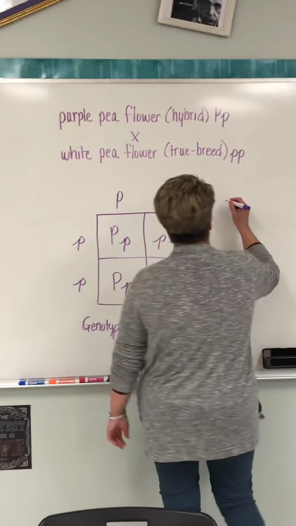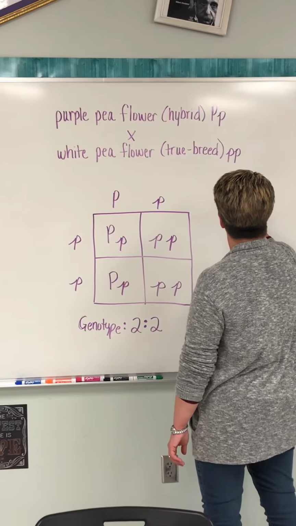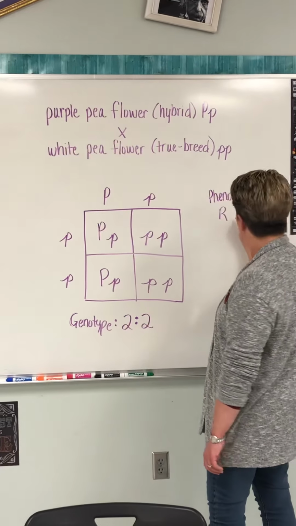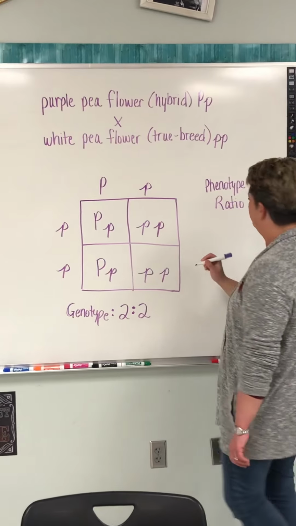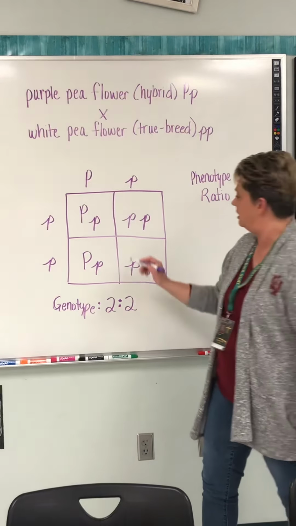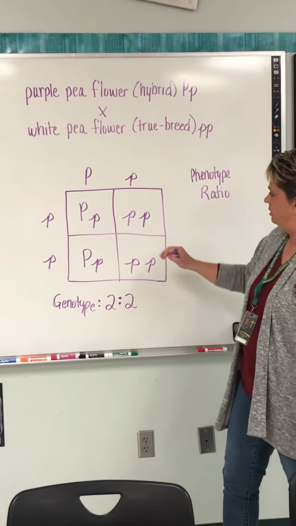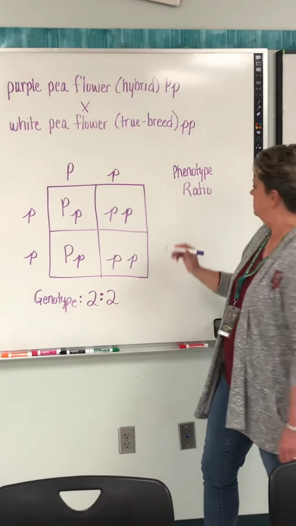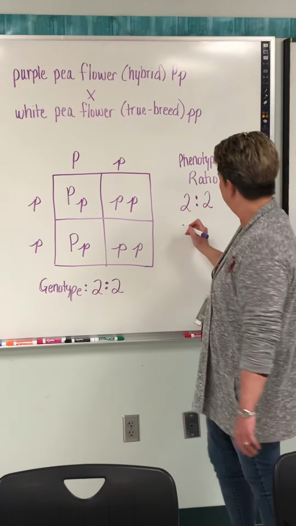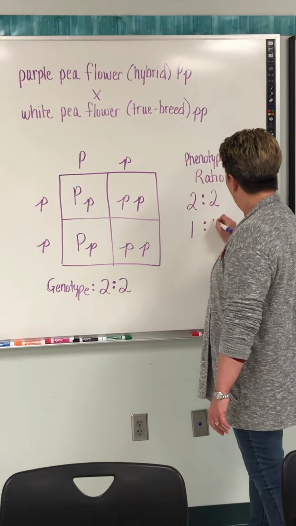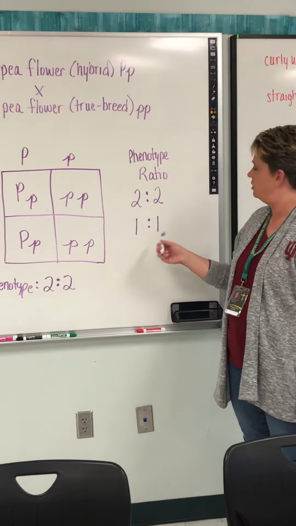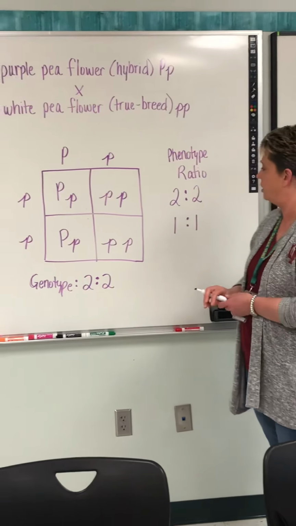Now, if we're looking at phenotypes, that, remember, is the physical characteristics of the organism. A phenotype ratio, well, everyone that has a capital letter is going to show that dominant purple characteristic. So we have 2 that's going to be purple and 2 that's going to be white. 2 to 2 ratio, which can also be reduced, thinking of math, as 1 to 1. You do not have to reduce the ratios unless it, again, asks you to do so.